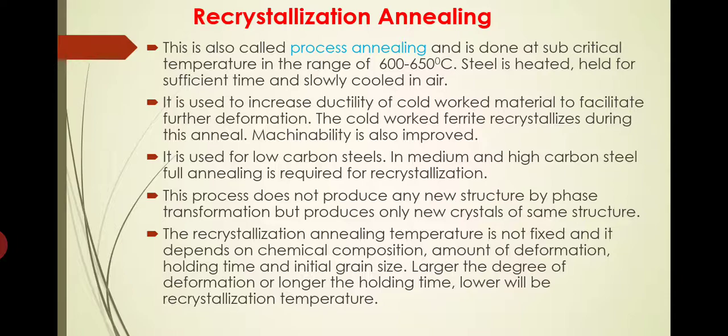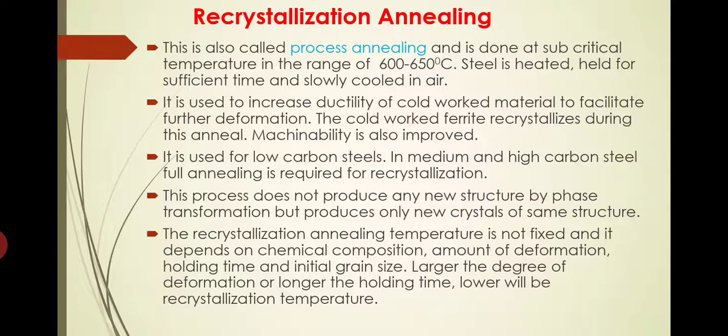The cold worked ferrite recrystallizes during this anneal. So during this annealing process, the cold worked ferrite, meaning in the hypoeutectoid steel, only that ferrite is recrystallized during this process. The entire structure is not recrystallized. The ferrite structure present in the hypoeutectoid steel is actually recrystallized by doing this process. During this anneal, machinability is also improved. By this process, we are also improving the machinability.